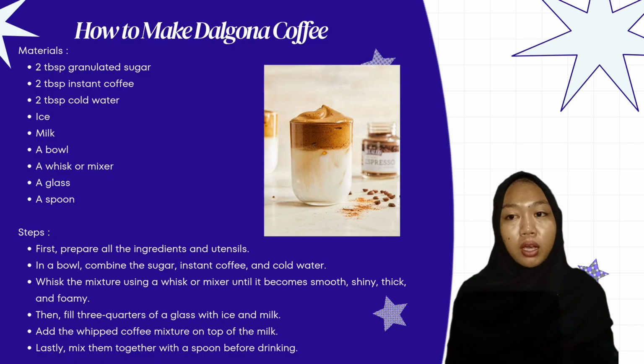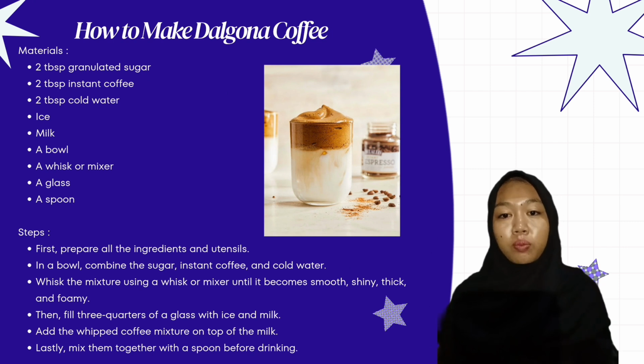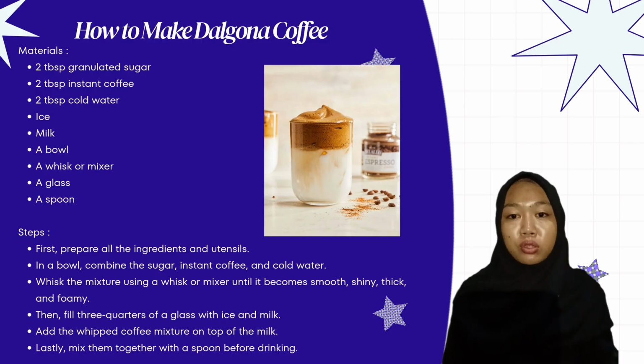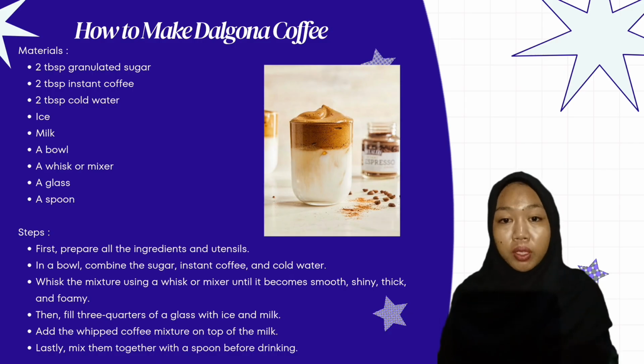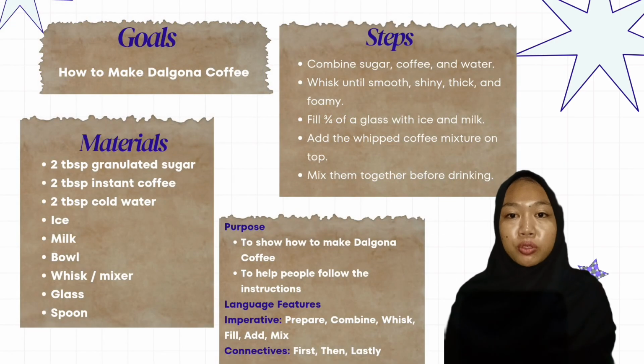This text explains how to make a drink by using several ingredients and following some instructions in order. The text starts with the material needed, such as sugar, coffee, water, milk, and ice. Then, it explains the step from mixing the ingredients until the drink is ready to serve. So, this example shows that procedure text uses sequential steps, action verbs, and connectives to make the instruction clear and easy to follow.